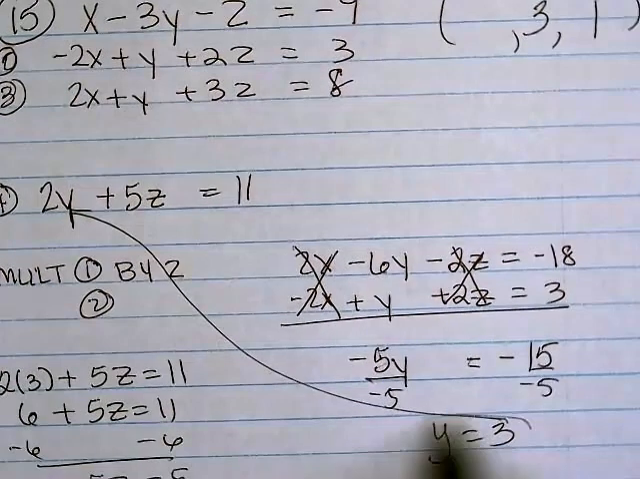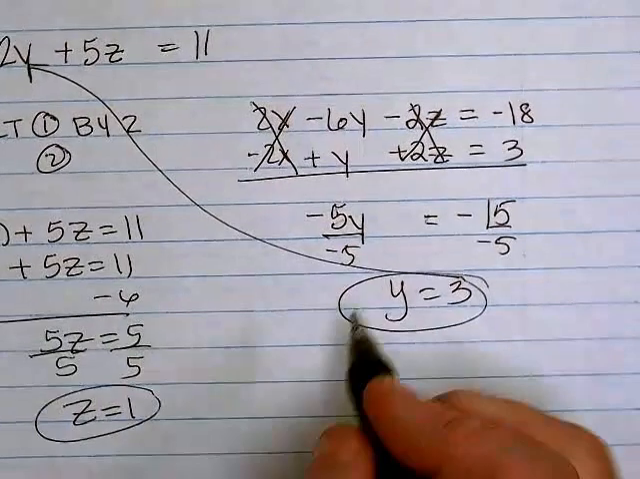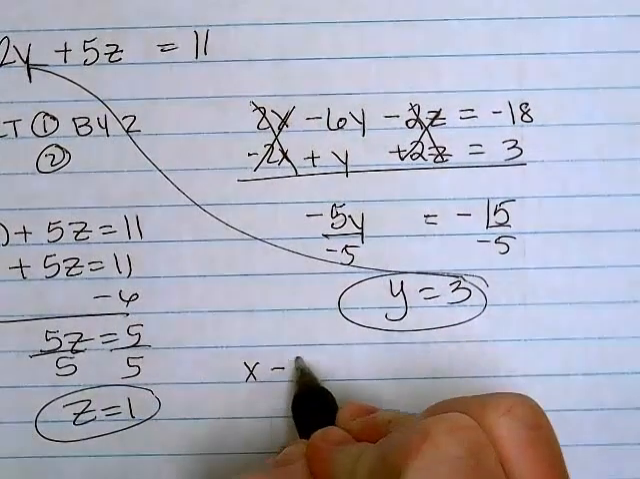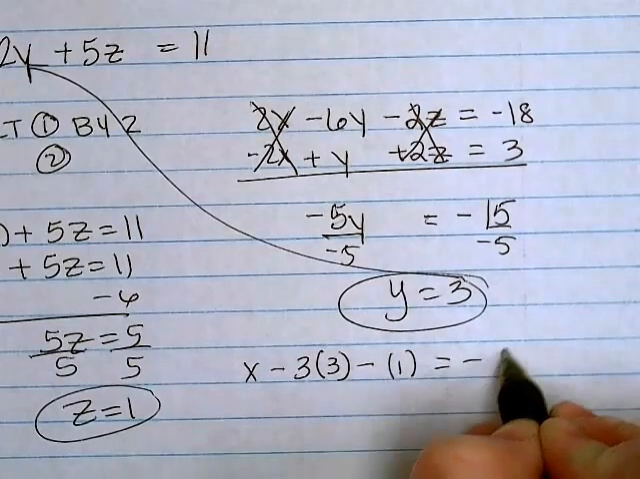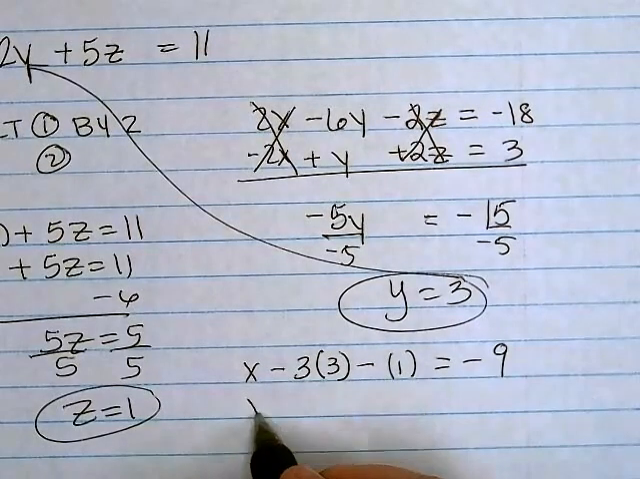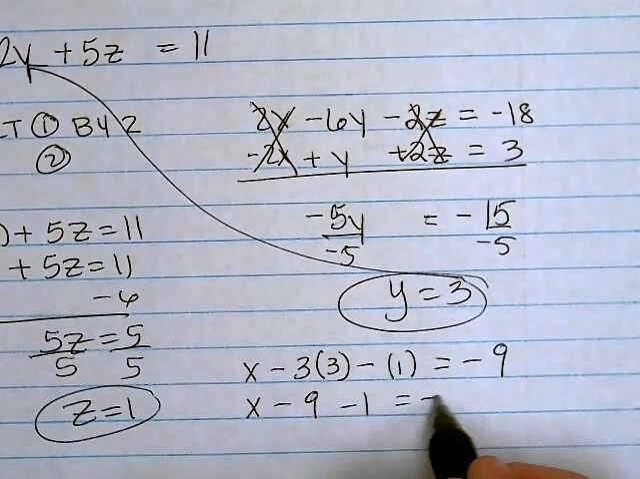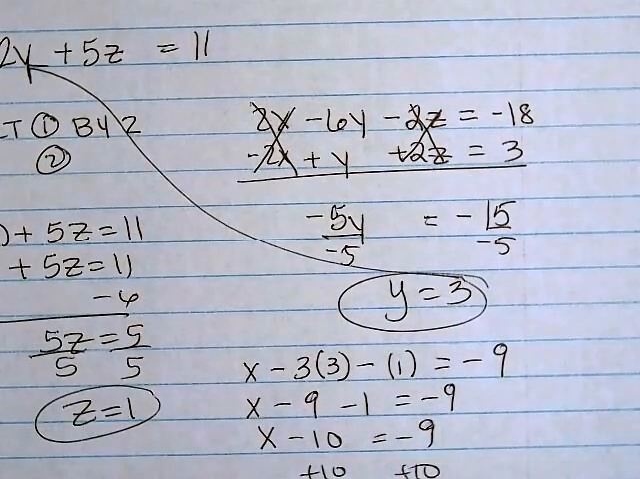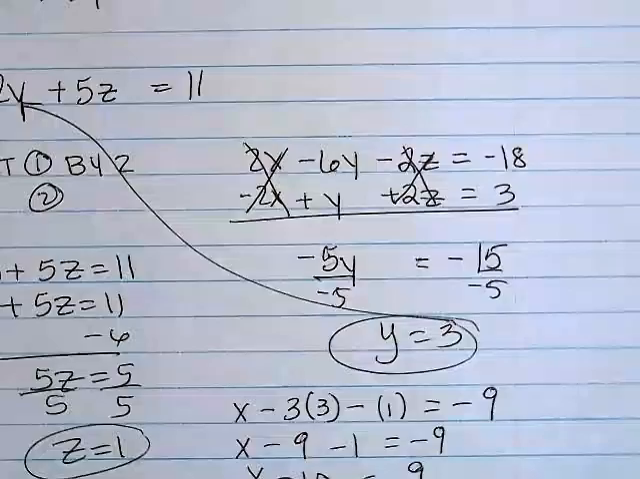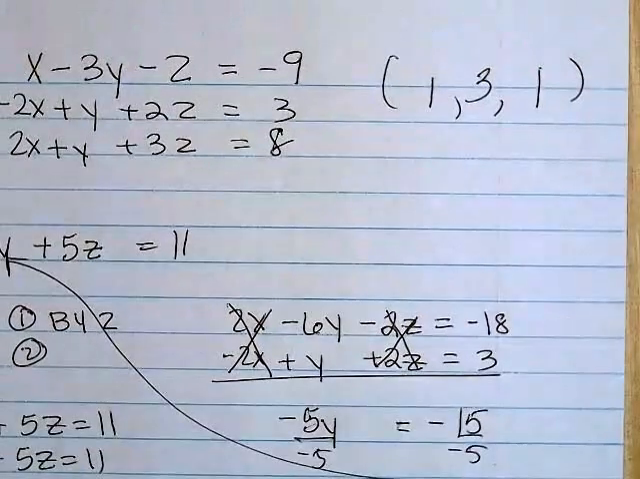Let's plug both of these into equation 1. X minus 3y minus z equals negative 9. X minus 9 minus 1 is negative 9. X minus 10 is negative 9. Add the 10. X is 1. So number 15, the answer is 1, 3, 1.